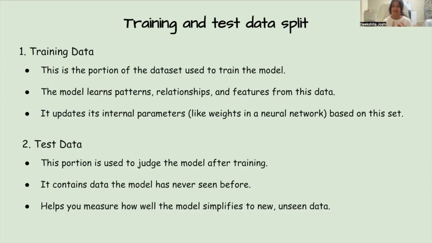It learns the patterns, relationships, and features from the data, and it updates its internal parameters, like the weights in a neural network, based on the set. Then, the test portion is used to judge the model after training, and it contains data the model has never seen before. Like when you're practicing, you see one question, and I'm going to take an easy example: what's 1 plus 1? 2. But on the test you see what's 3 plus 3, and you get how to do it. It helps you measure how well the model generalizes to new and unseen data.